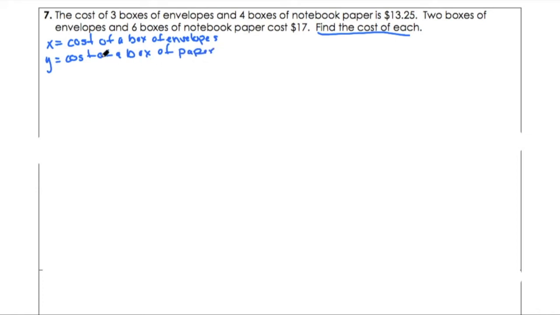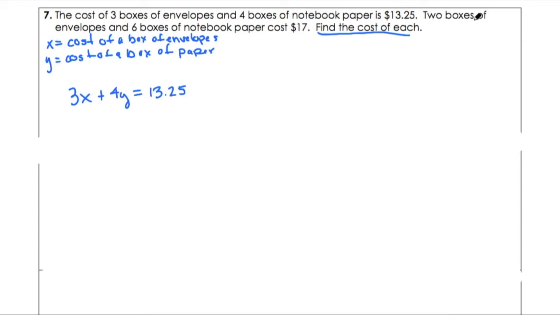Great. So we're told that 3 boxes of envelopes and 4 boxes of paper is $13.25. So we don't know what the envelopes cost, but if we bought 3 of them, that would be a cost of 3x, 3 times the cost of each of them. And 4 boxes of notebook paper, we don't know the cost of that, but 4y would give us the total cost of all 4 of those. Well, when we buy 3 x's and 4 y's, we get $13.25. So we get these very deliberate standard form kind of equation sentences here. Okay, so that's our first equation.